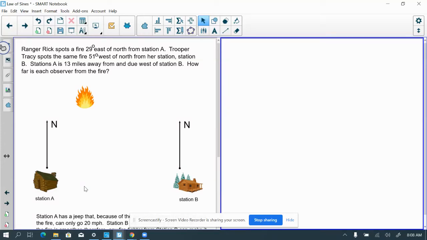Hello, everybody. So here we go. We're doing two problems only. This is applications of law of sines. This is important stuff.